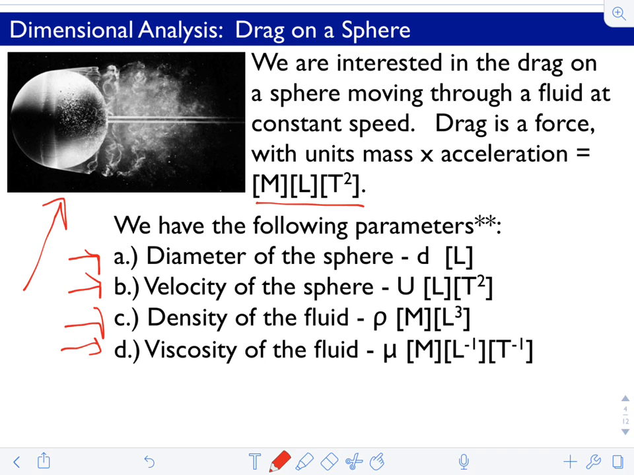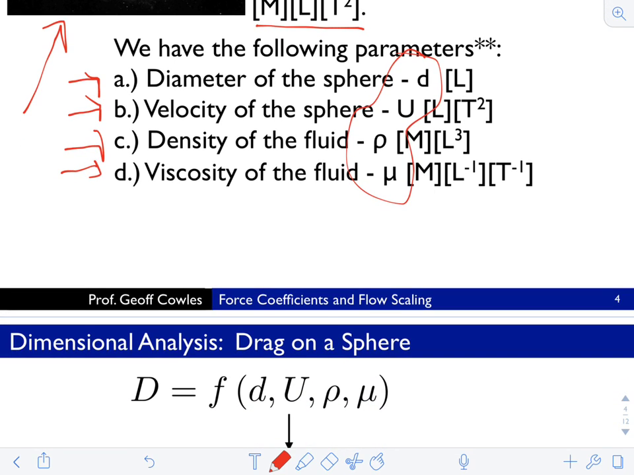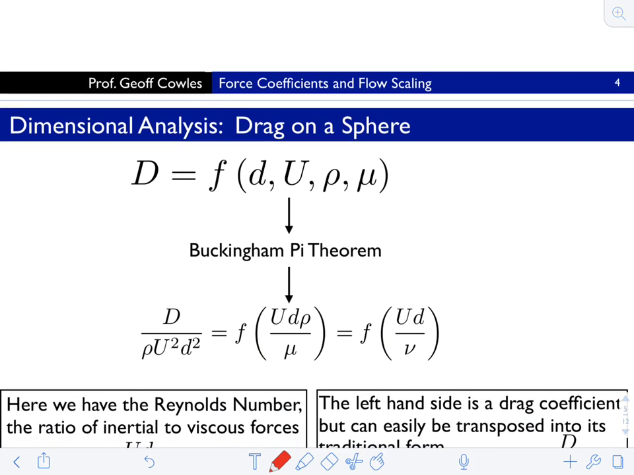We assume it's moving at low speed through a Newtonian fluid, and these would be the quantities of interest. So the drag will somehow depend on these particular things: D, U, rho, and mu. How it comes to depend on those, we can look at through dimensional analysis.